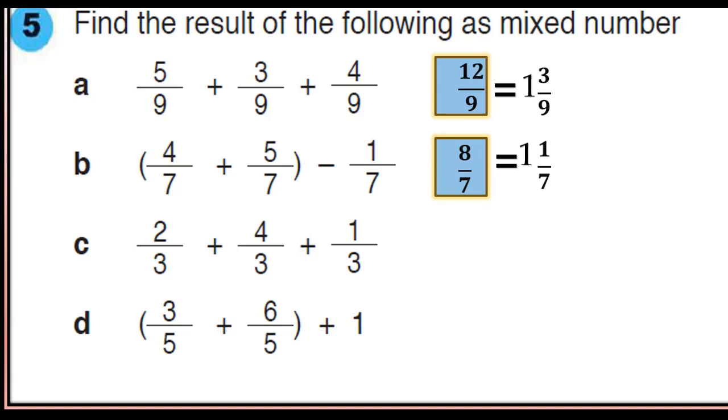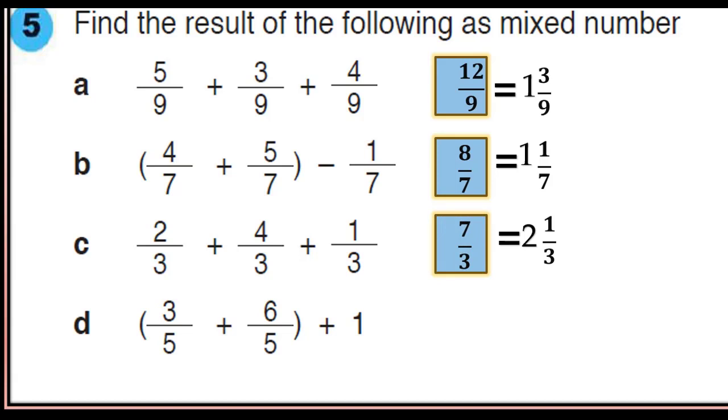2 over 3 plus 4 over 3 plus 1 over 3. Look at the denominators here: 3. What about the numerators? 2 plus 4 plus 1. Add 2 to 4 to 1. The result is 2 plus 4 equals 6. 6 plus 1 equals, who can tell me 6 plus 1? So easy, 7. 7 over 3. 7 over 3 equals 2 and 1/3.